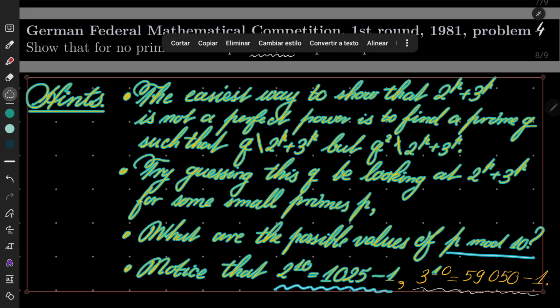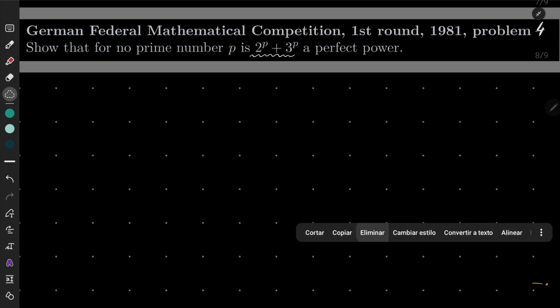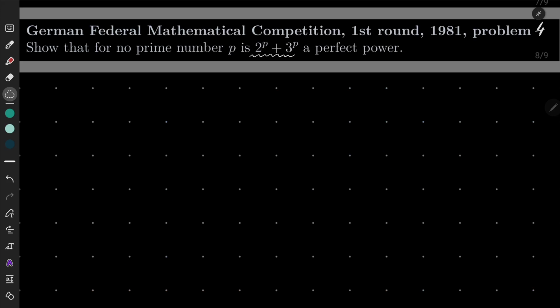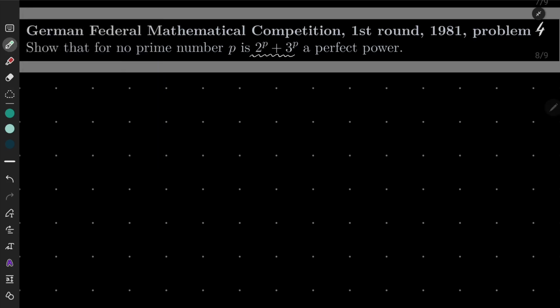Okay, so I hope that you've managed to solve this problem. Here is my solution. First, I wish to consider two separate cases, for p equals 2 and for p equals 5. You shall see in a moment why. Well, if p equals 2, then 2 to the power of p plus 3 to the power of p equals 4 plus 9, 13, which is not a perfect power.